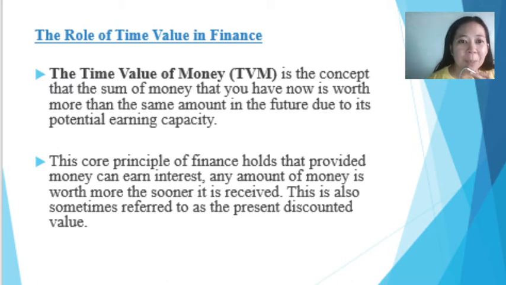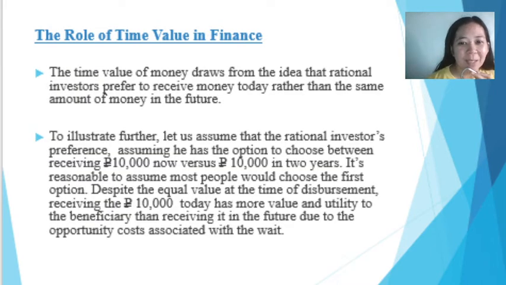This core principle of finance holds also that, provided that money can earn interest, any amount of money is worth more the sooner it is received. This is also sometimes referred to as the present discounted value. The time value of money draws from the idea that the rational investor would prefer to receive money today rather than to receive it in the future.